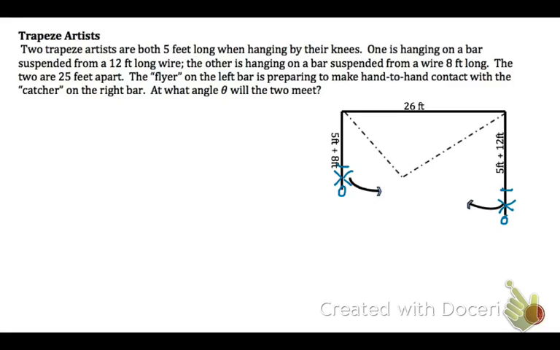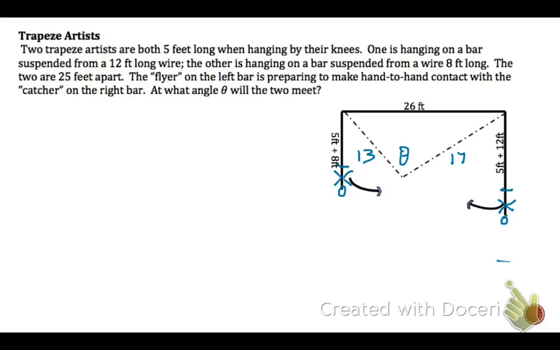So the two are 25 feet apart. The flyer on the left is preparing to make hand-to-hand contact with the catcher on the right. At what angle will the two meet here? So we're going to add up their lengths. So we've got 5 feet, and then the wire is 8, so 13. And on the other side, we've got 5 and 12, which is 17. So side, side, side. So let's look for that angle.